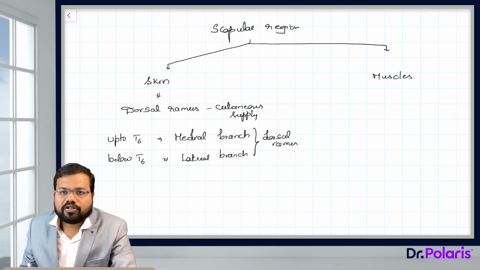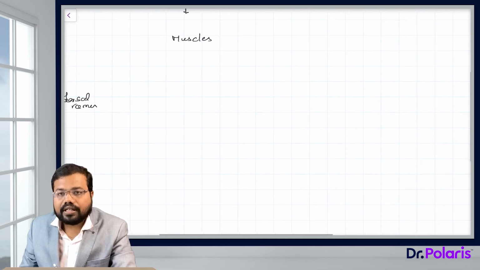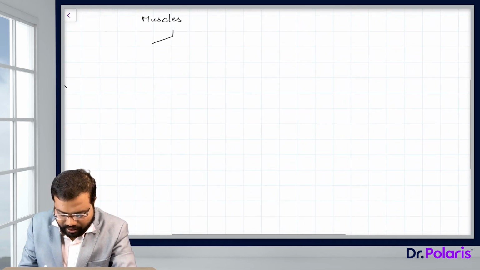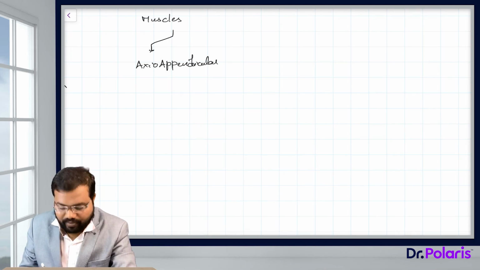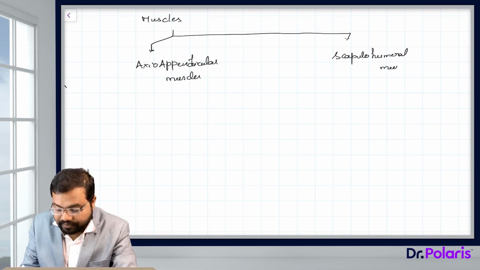Next, coming to the groups of muscles. Muscles are divided into certain groups. The first group of muscles is the axio-appendicular group of muscles. And the other is the scapulohumeral muscles.